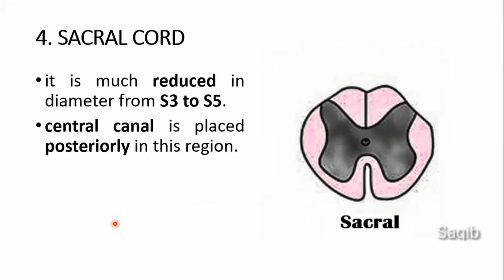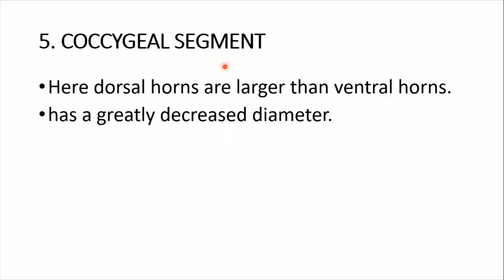So the sacral cord continues. It is much reduced in diameter from S3 to S4 and S5. The sacral cord is much reduced. The central canal is placed posteriorly in this region. It's going posteriorly. So this is the coccygeal segment next.